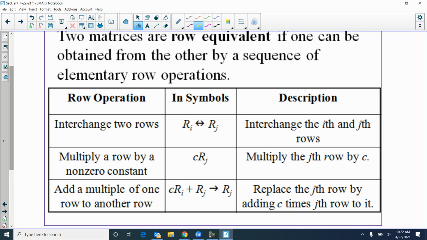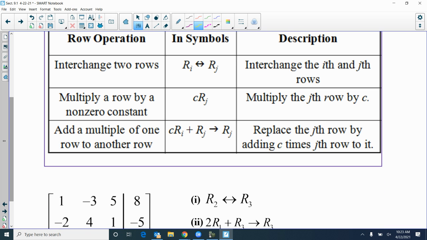Just flip them. Row 1 to row 2, row 2 to row 1. You can multiply any row by any non-zero constant. That's going to change the values, including fractions. Those will come up. And then this is probably the one that gets used the most. The third one, when we're solving, you multiply a row and you add it to another row and you replace it.